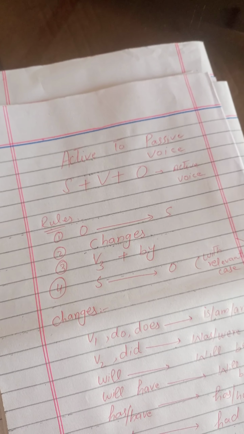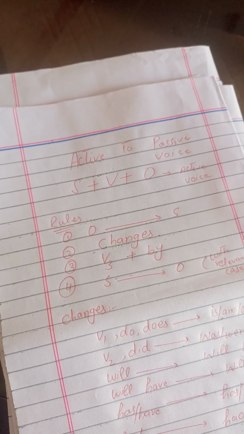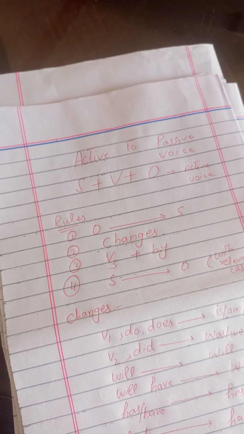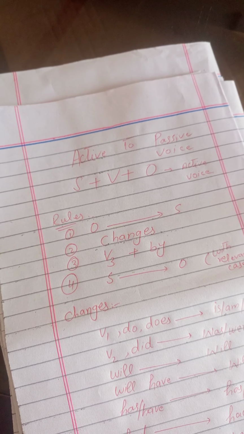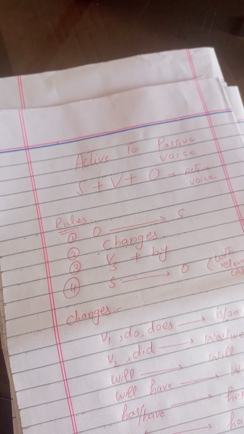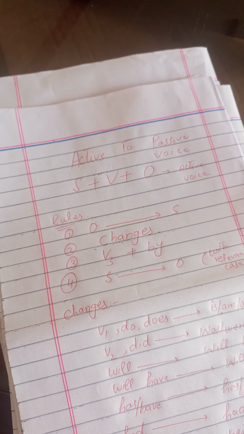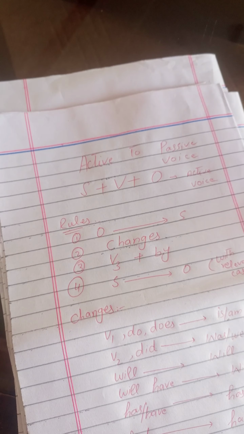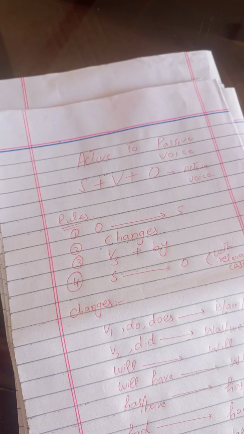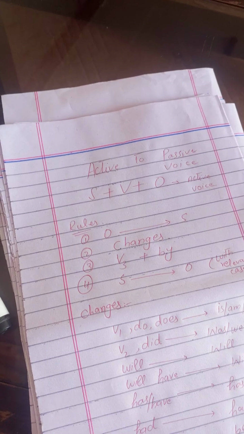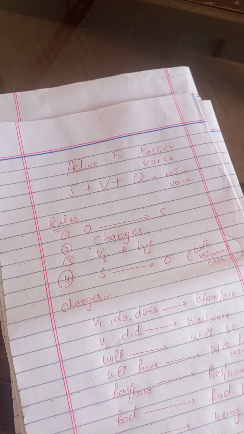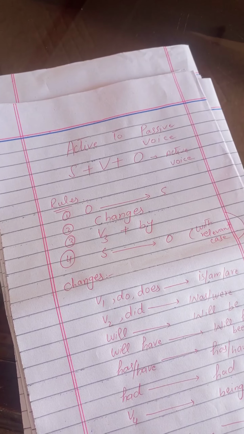First of all, we should know the structure of active voice. For the active voice, we have subject, verb and object. In other words, a sentence in which our main emphasis is on the subject is known as active voice, and a sentence in which our main emphasis is on the object is known as passive voice. There are certain rules. If we follow them, then the confusion in understanding active and passive voice will be cleared.